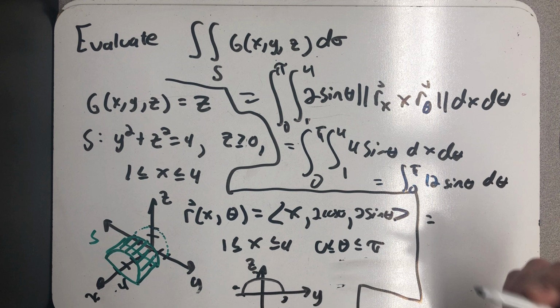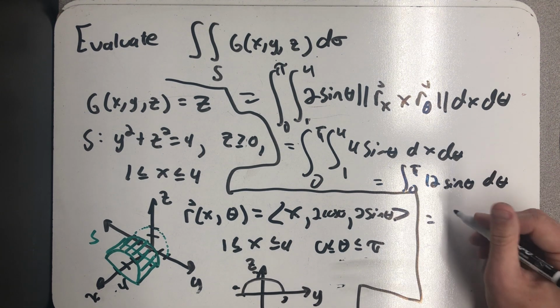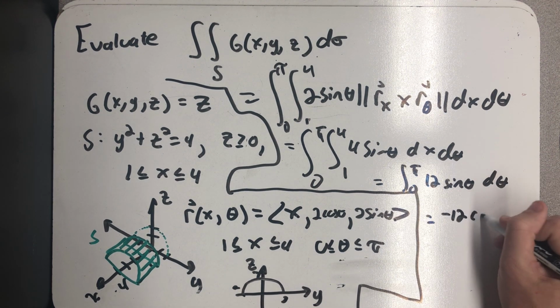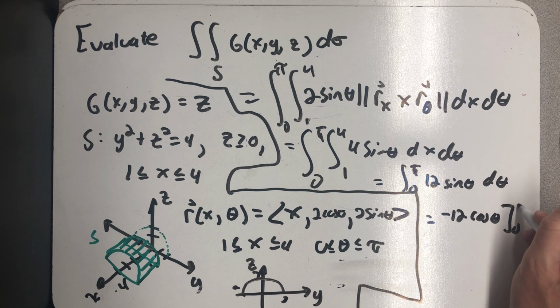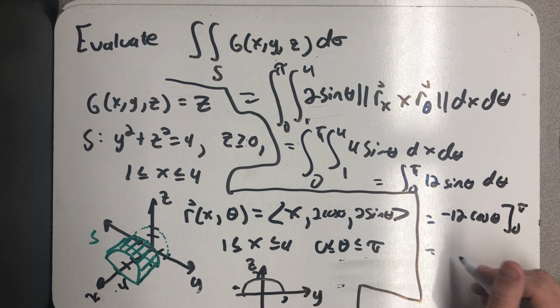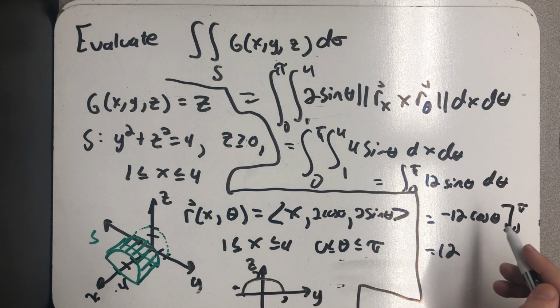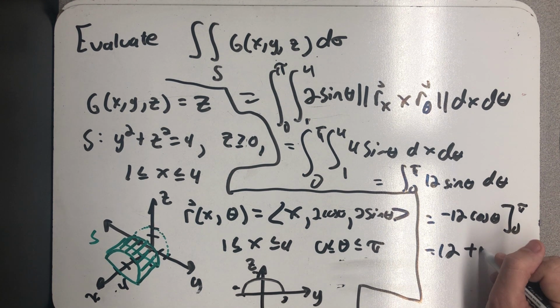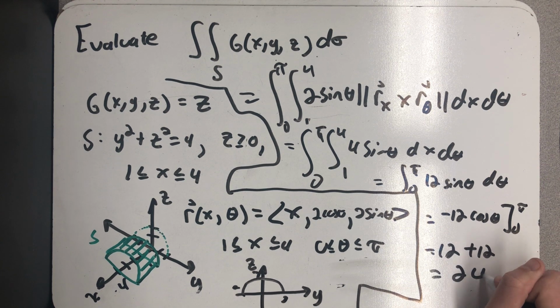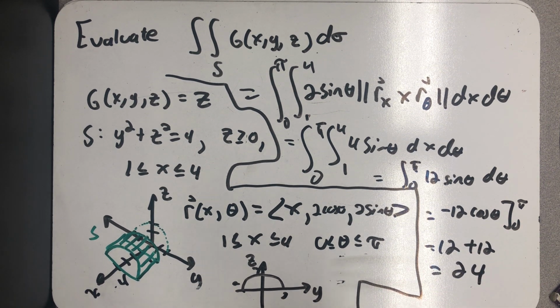Take an antiderivative with respect to theta now, and we'll get minus 12 cosine theta evaluated from 0 to pi. Well, you plug in the pi, you're going to get out 12. And you plug in 0, and you're going to get minus a negative 12. So plus 12 more is 24. And we have found a surface integral.